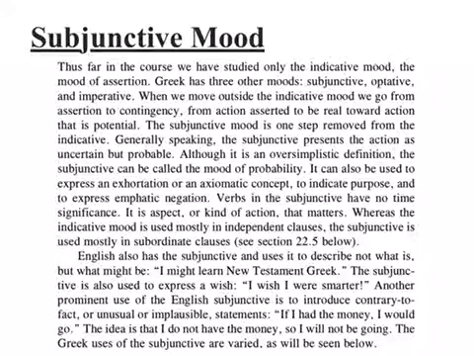so thus far in the course we have studied only the indicative mood. Technically, participles can fall under that. The indicative mood is the mood of assertion. Greek has three other moods: the subjunctive, optative, and imperative. We're only going to look at the subjunctive and imperative. When we move outside the indicative mood, we go from assertion to contingency. You're probably not going to understand everything, but just follow along.